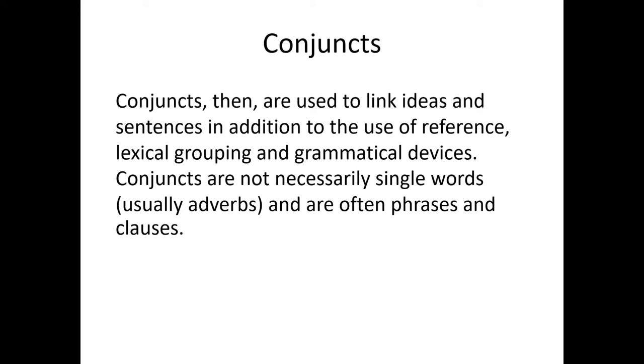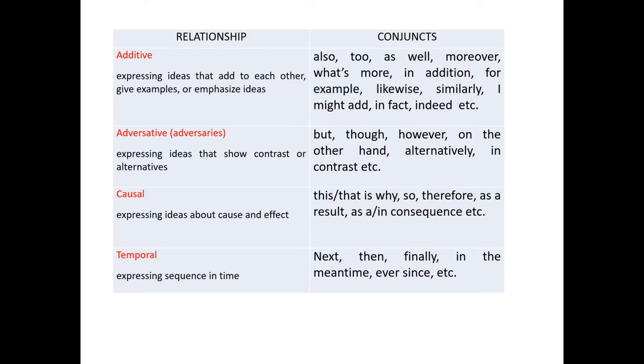Now we talk about conjuncts. Conjuncts are words to connect ideas or sentences. We have four types of relationships or conjuncts: additive, adversative, causal, and temporal. Additive, for example, and, as well, moreover. Adversative like but, though, even though. Causal, that's why, therefore, and temporal, then, next.